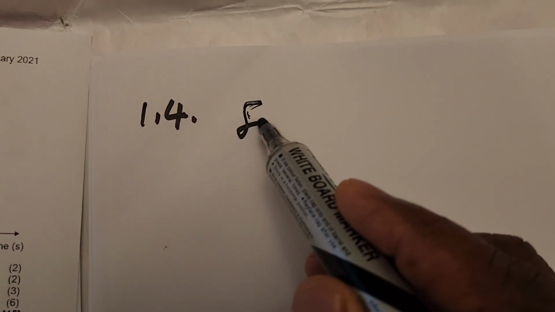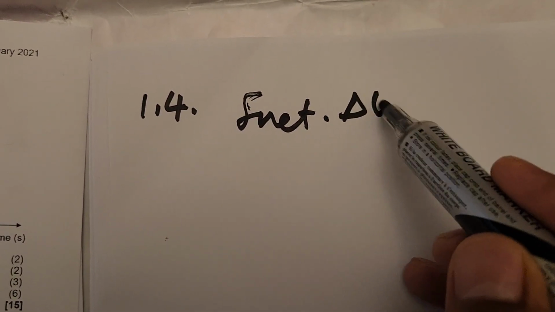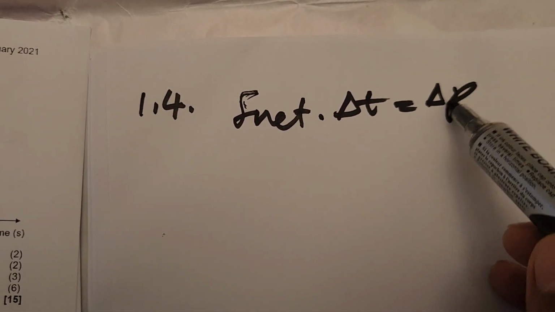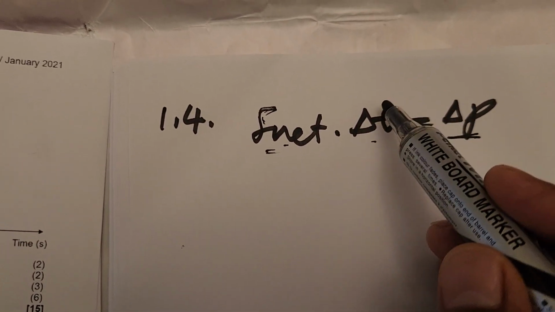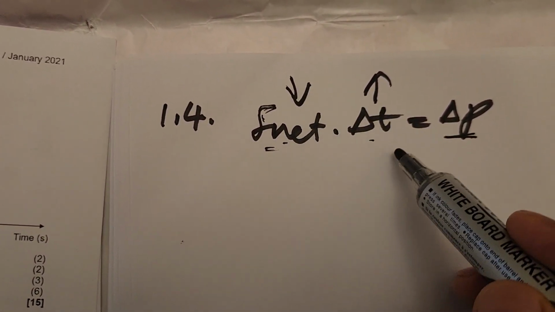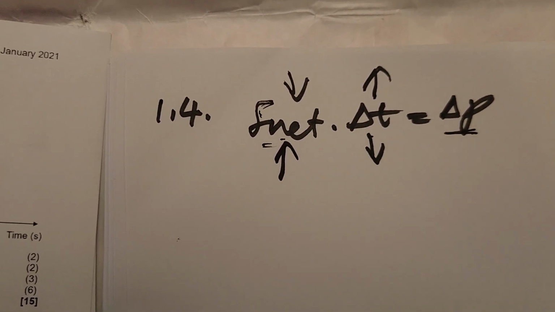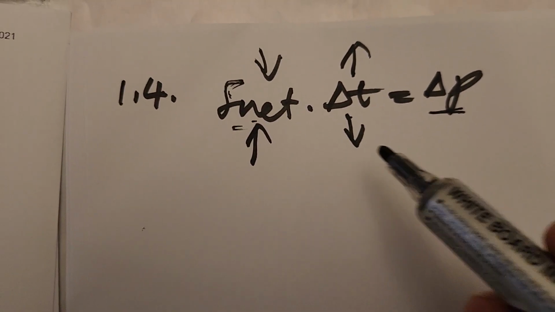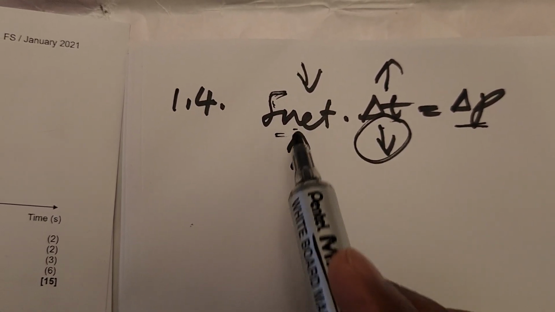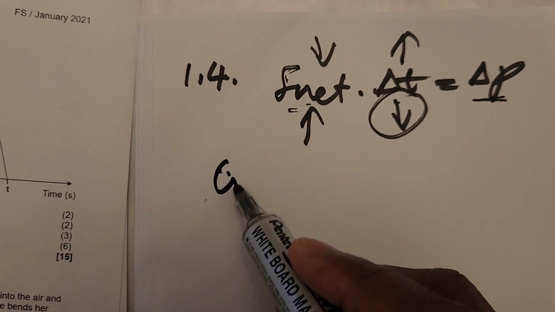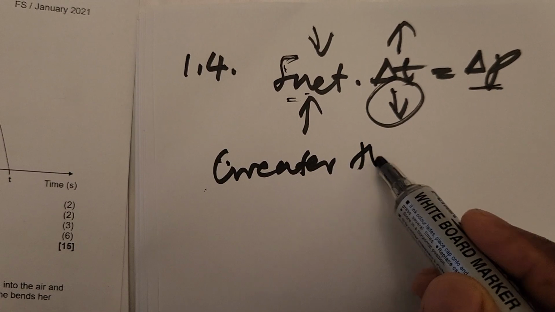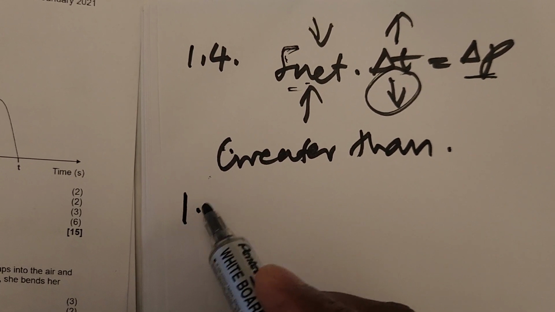You are going to use the relationship between the net force and delta t. The two are inversely proportional with the same momentum. If this one increases, this one decreases. If this one decreases, this one increases. Therefore now, because the stoppage time is smaller, we expect the net force to increase. So the answer will be greater than. That will be your 1.4.